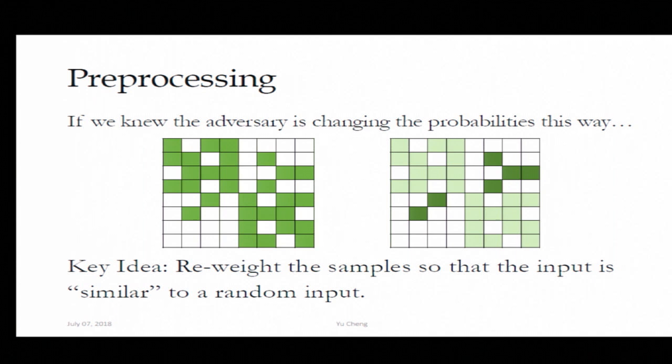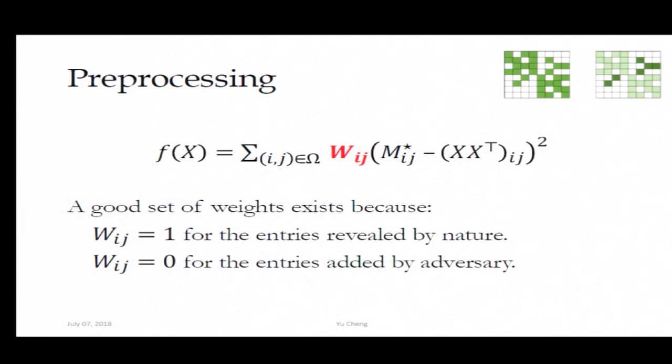So the key idea for this part is I'm going to try to reweight the samples so the input is similar to a random input. I'll define what similar means formally later. Just as a sanity check, this is not hopeless because a good set of weights exists. I can just assign 1 for the entries revealed by nature and 0 for the entries added by the adversary.